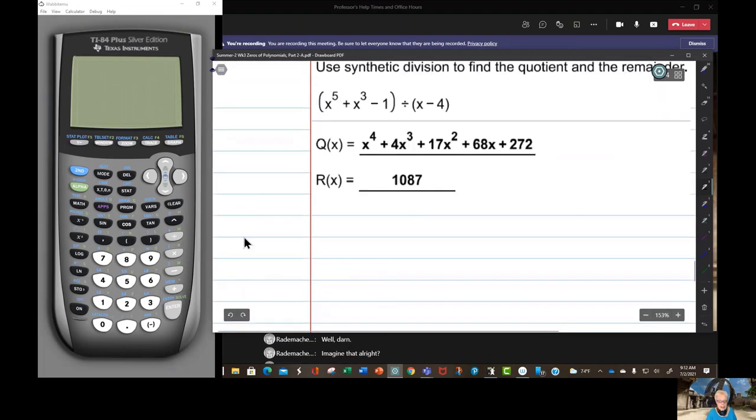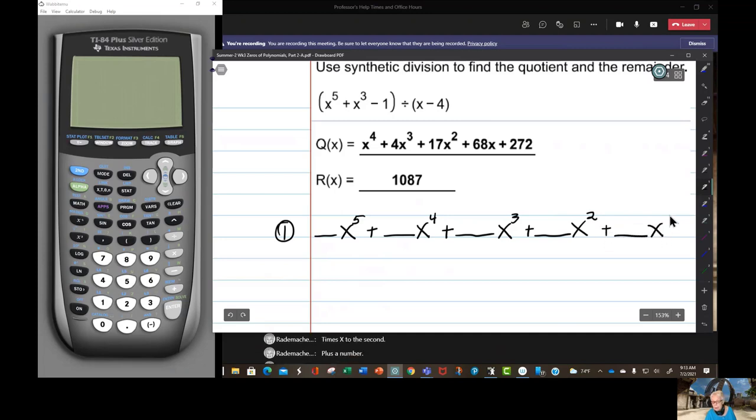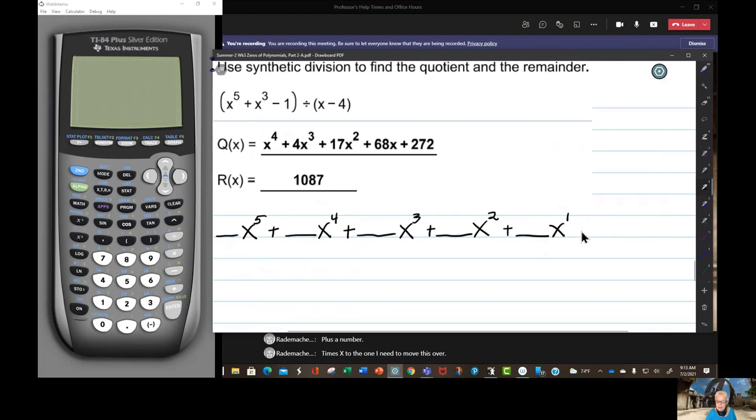Ah, now we're going to have a step 1. The highest degree is 5. So we're going to have a number times x to the fifth plus a number times x to the fourth plus a number times x to the third plus a number times x to the second plus a number times x to the one. And I need to move this over. Plus a number, a constant.